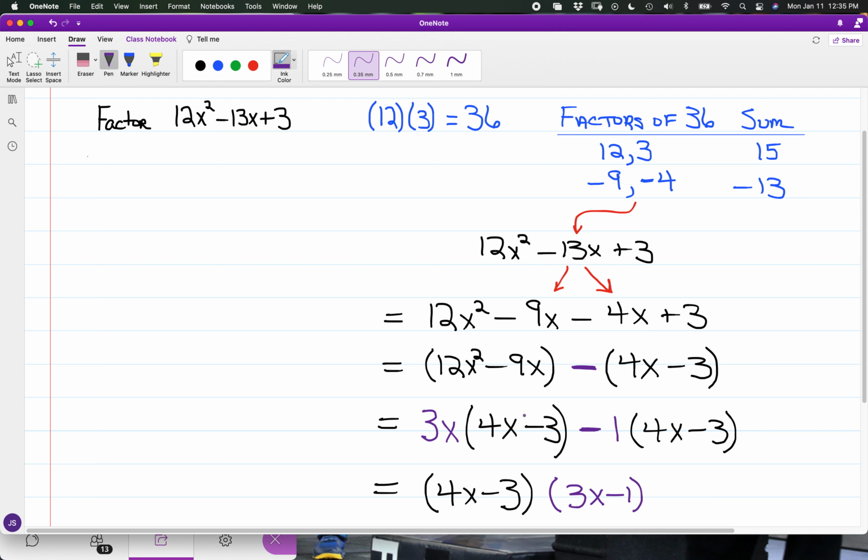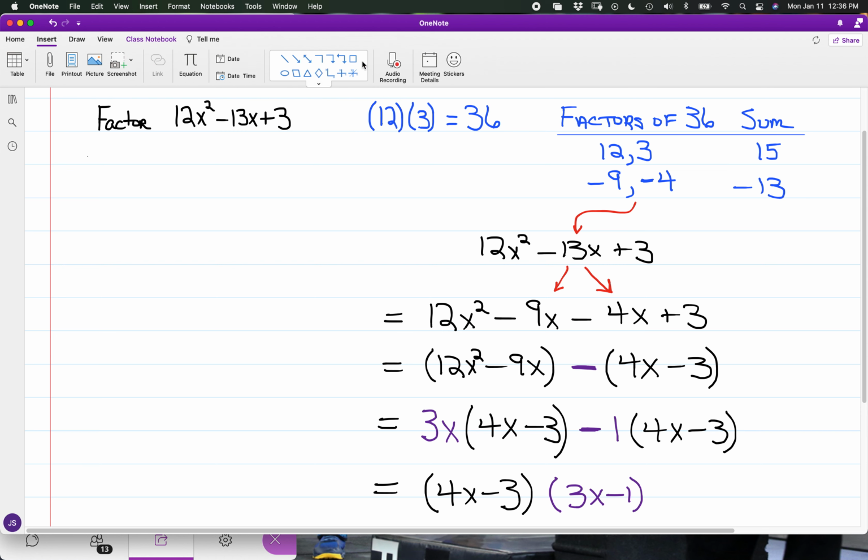And once again, you can always go back and check. 4x times 3x is 12x squared. And we have 4x times negative 1 is negative 4x. Negative 3 times 3x is negative 9x. And again, a negative 4x and a negative 9x will make negative 13x. And negative 3 times negative 1 is a positive 3. And so that will be the combination that we have here.